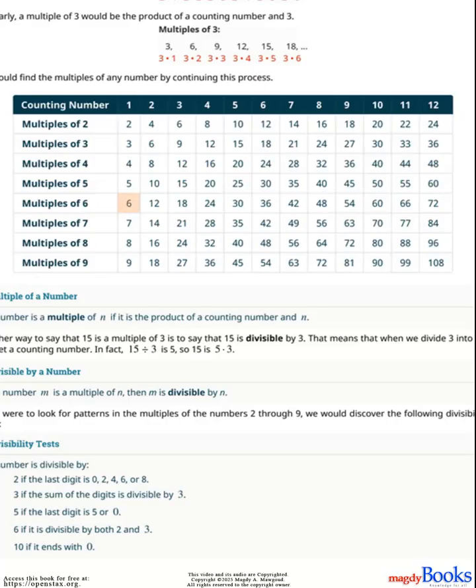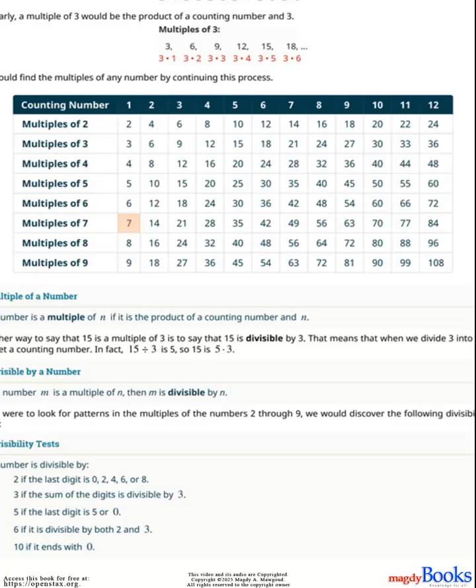Multiples of 6: 1 times 6 equals 6, 2 times 6 equals 12, 3 times 6 equals 18, 4 times 6 equals 24, 5 times 6 equals 30, 6 times 6 equals 36, 7 times 6 equals 42, 8 times 6 equals 48, 9 times 6 equals 54, 10 times 6 equals 60, 11 times 6 equals 66, 12 times 6 equals 72.